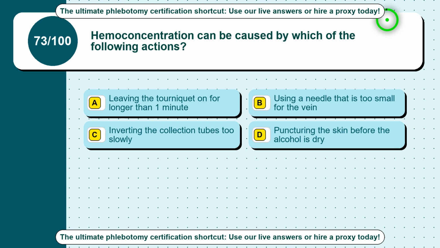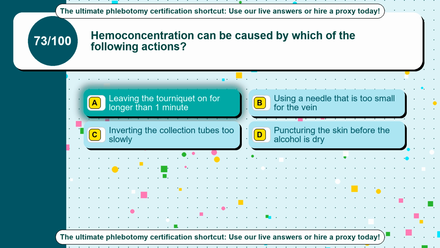Question 73. Hemoconcentration can be caused by which of the following actions? Option A, leaving the tourniquet on for longer than 1 minute. Option B, using a needle that is too small for the vein. Option C, inverting the collection tubes too slowly. Option D, puncturing the skin before the alcohol is dry.